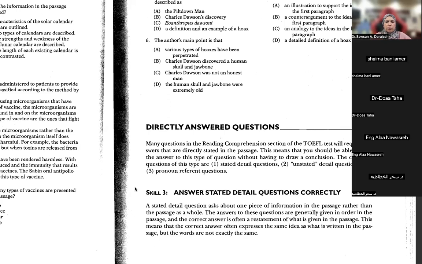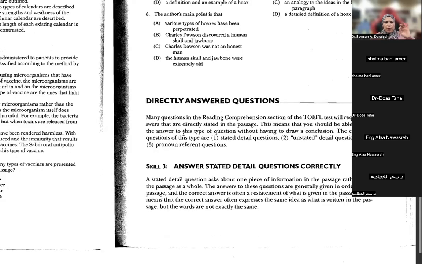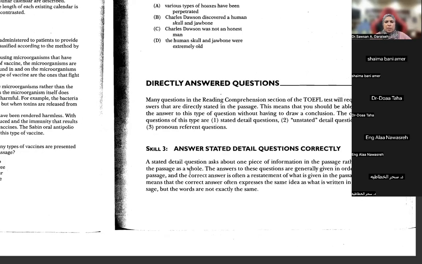So I don't think these are difficult questions for you, but they are fixed in some kind of way. A stated detail question asks about one piece of information in the passage rather than the passage as a whole. So this is the one piece of information, not some kind of general information. That's not what you're looking for. Like skill 1 and 2. Skill 1 and 2 were more about, what does paragraph 2 talk about? What does paragraph 1 talk about? What does the whole essay talk about? Like that, okay? Here, we want to ask you about something very specific.